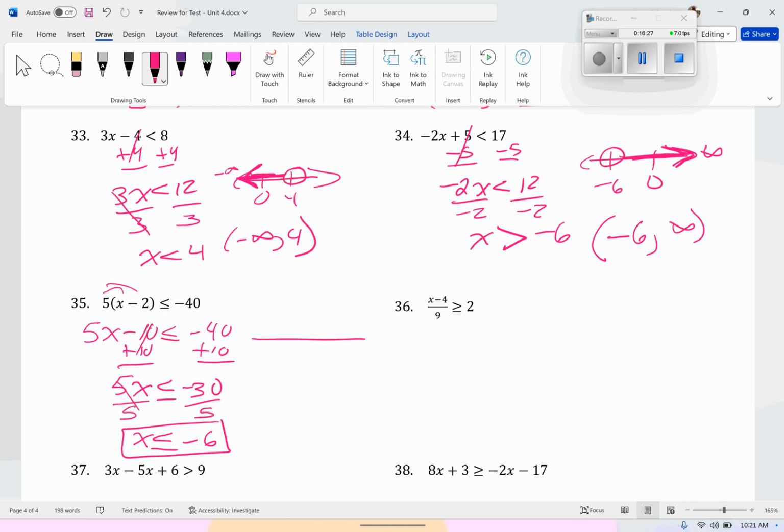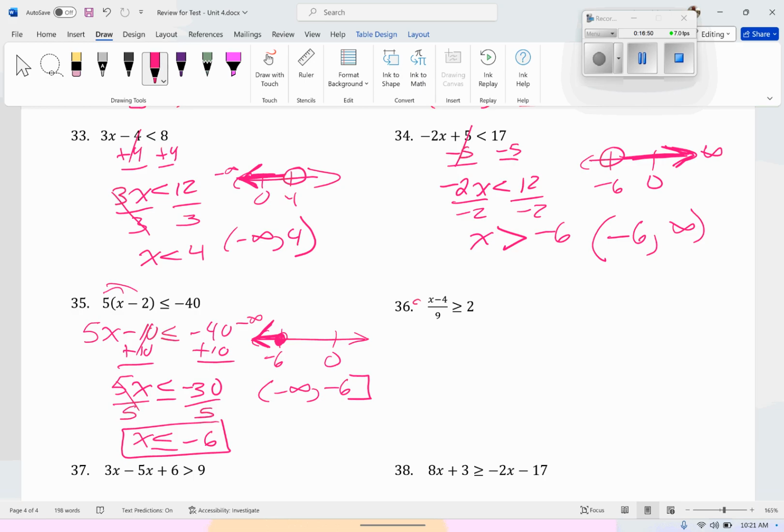Let's put that on a number line. I have 0 here. I have negative 6 here. So there's going to be a solid dot at negative 6, shading to the left because it points to negative infinity. Interval notation, take from your number line, left to right. Negative infinity to negative 6. Square bracket at the negative 6 because there's an equal sign, solid dot.